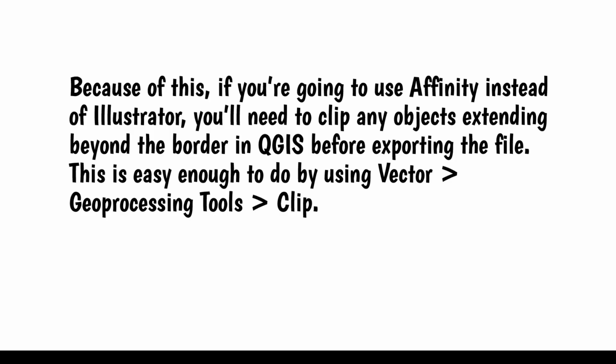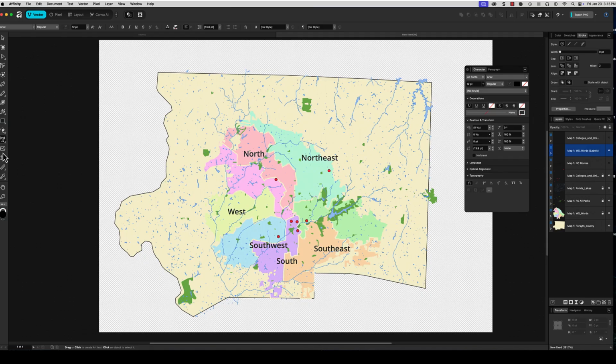Because of this, if you're going to use Affinity instead of Illustrator, you'll need to clip any objects extending beyond the border in QGIS before exporting the file. This is easy enough to do by using Vector Geoprocessing Tools Clip. For the layers with labels, I exported the file with the Always Export Text as Text Objects option checked, and the text came through the export process intact. To convert editable text to outlines, select the text object and go to Vector Convert to Curves.